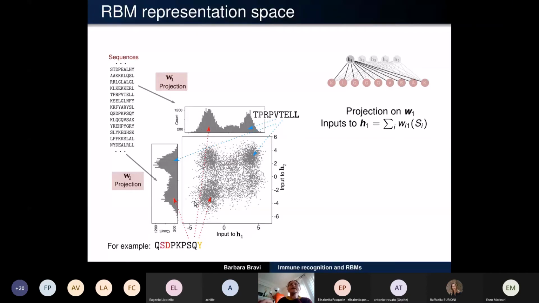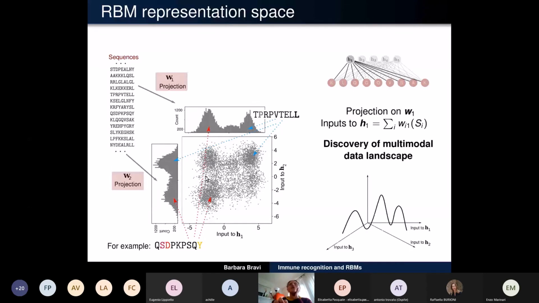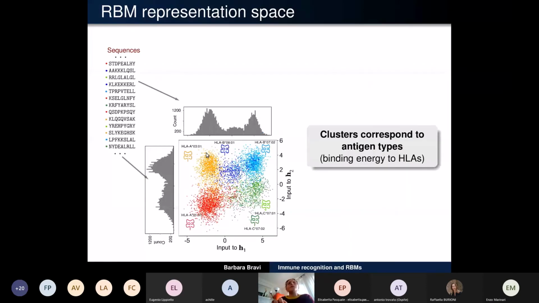That is effectively the lower dimensional representation onto which the model maps the original sequences, and where a clear cluster structure emerges. What I find is that this cluster structure corresponds to antigens that are specifically presented by the different HLA proteins in one sample. Therefore, these different clusters have the interpretation of a different binding energy to the HLA proteins that clearly has a dependence on the particular amino acid composition of the antigens in the different clusters.